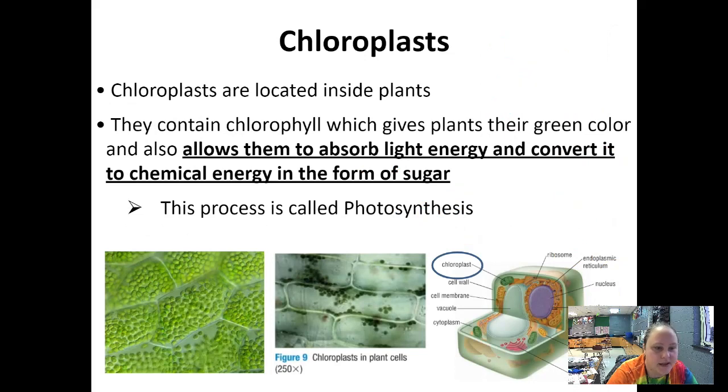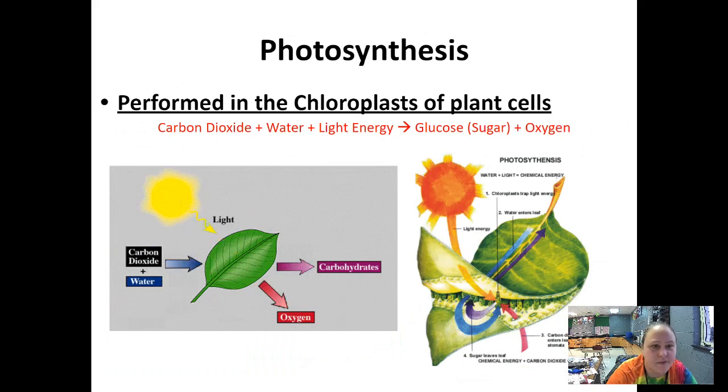The chloroplast we mentioned in photosynthesis is located inside the plants, mainly in the leaves. They contain chlorophyll, which gives the plants their green color and also allows them to absorb the light energy from the sun and convert it to chemical energy in the form of sugar. So it all happens in the chloroplast in the plant. This process is called photosynthesis. So photosynthesis is performed in the chloroplast of the cell.